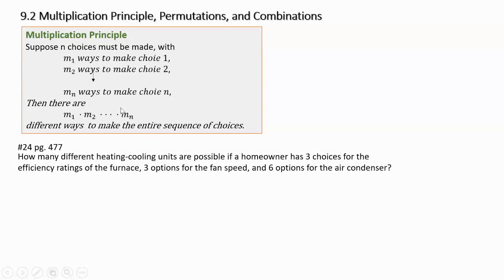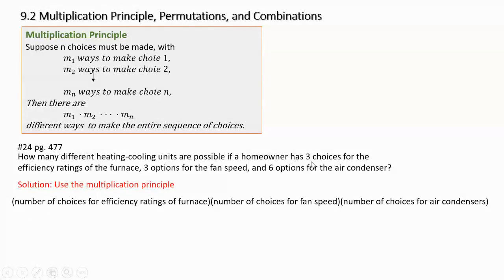It says, how many different heating cooling units are possible if our owner has 3 choices for the efficiency rating of the furnace, 3 options for the fan speed, and 6 options for the air condenser? Okay, here's my solution. There are 3 choices for the efficiency ratings of the furnace, so it's going to be 3 there. Number of choices of fan speed is also 3. And finally, the options for a condenser will be 6.